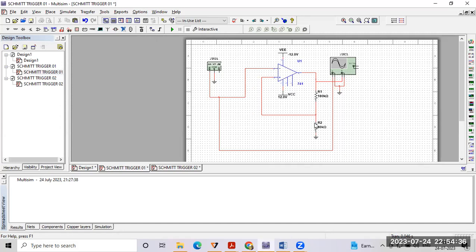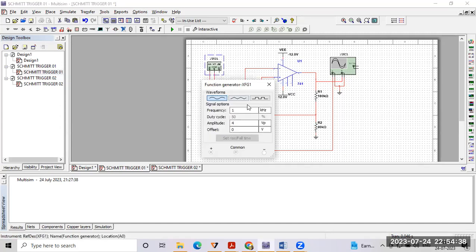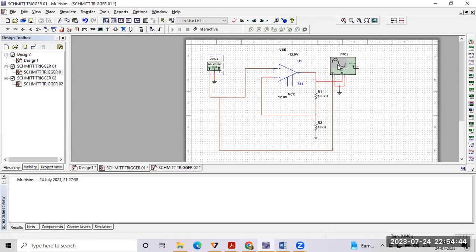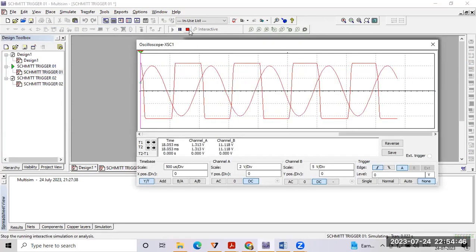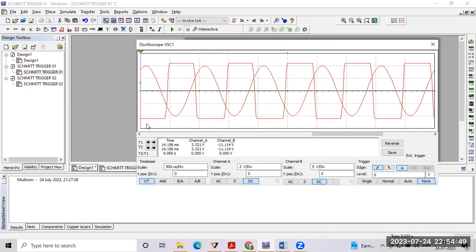Now I'm going to set the function generator input to 1 kilohertz and VP equal to 4 volts peak. Now I'm going to run. Yes, output is going to come. Hold on, we need to check input and output first. What is the input value? 4 volts peak. Keep T2 in the minimum position and T1 in the maximum position and check here. Yes, 4 volts peak is nothing but 8 volts. You need to keep it in the exact position, and that will show the exact value.